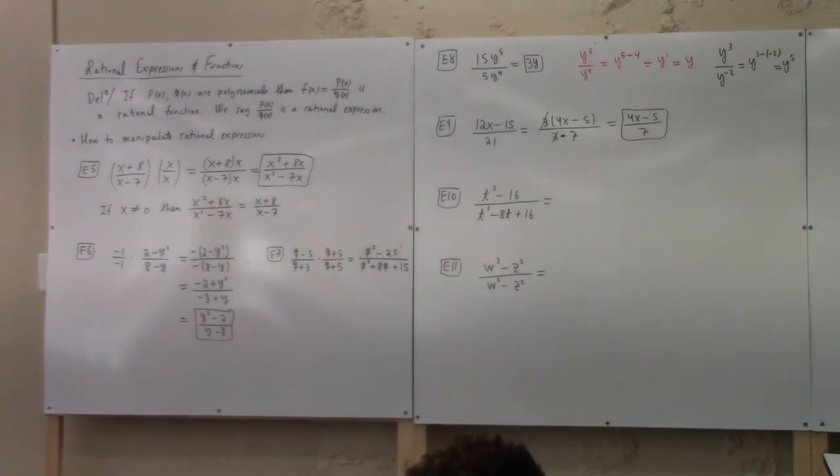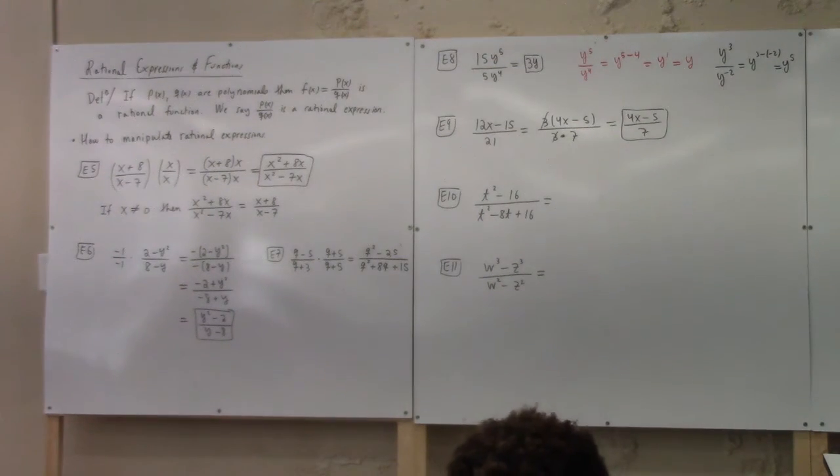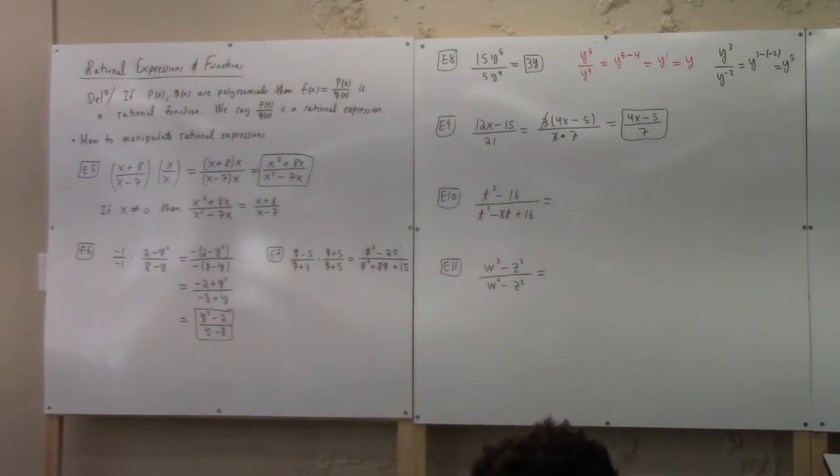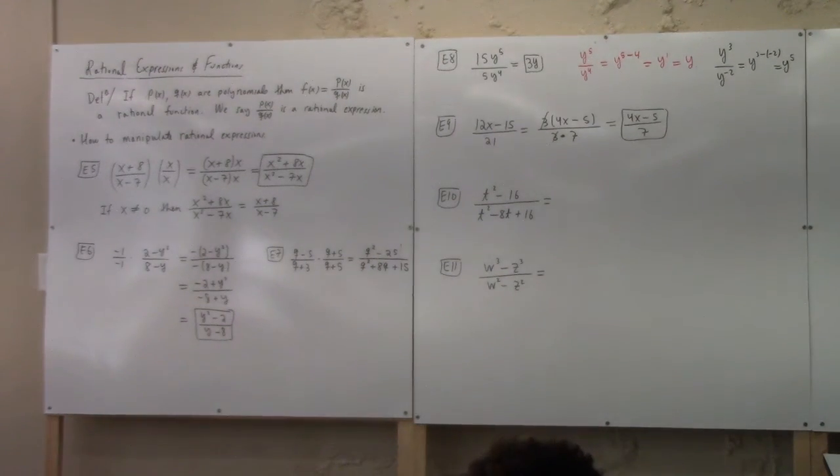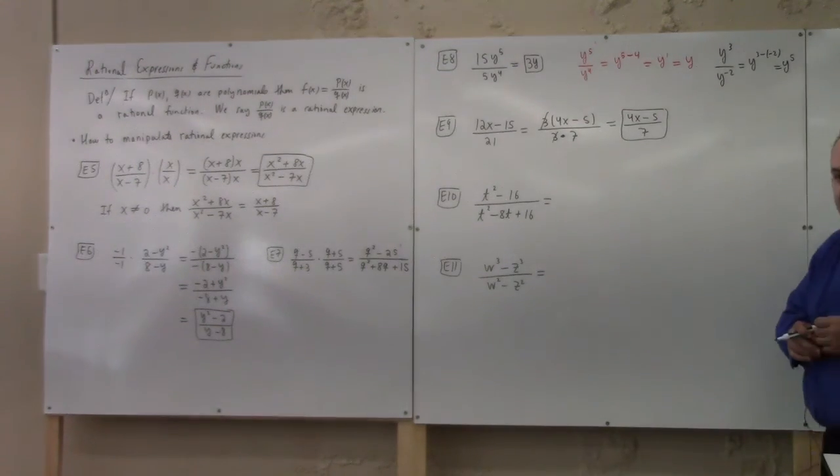Once you guys have got that one. So, in order to simplify rational expressions, often we need to factor them in order to see how to simplify them, right? How do you factor t squared minus 16?